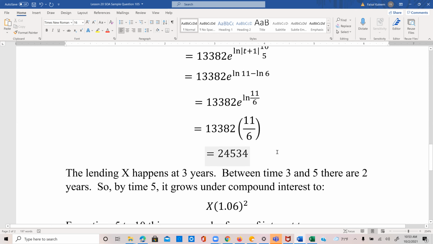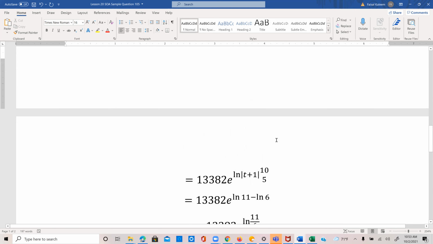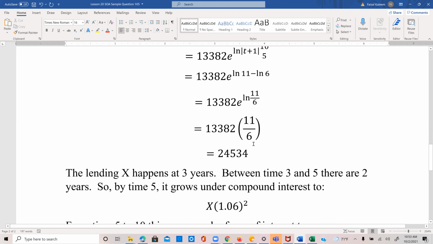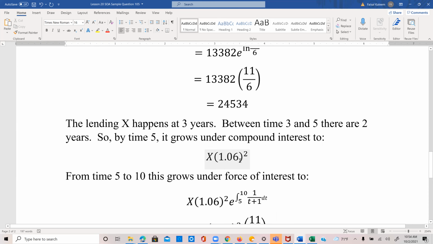So the 10,000 that was lent at time 0, its value at the end of 10 years is 24,534. Now let's see what happens to the other lending, which was X, happening at 3 years. From time 3 to 5, there are 2 years, and in those 2 years, it will grow under the compound interest of 6%. Remember, for the first 5 years, we have the compound interest of 6%. So the X in 2 years will grow to X times 1.06 squared.